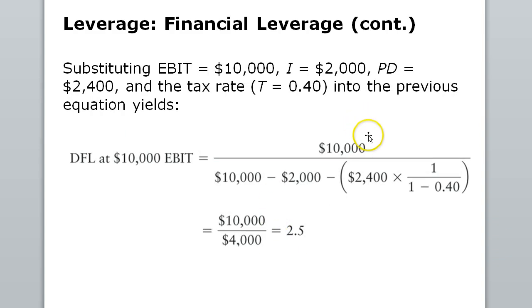Okay, so if we take that example, we know it's 10,000 EBIT. So we're going to divide 10,000 EBIT by EBIT minus the interest minus the converted preferred dividend after accounting for tax. So what we wind up with is 10,000 divided by 4,000, or leverage is 2.5. So there's two different ways of calculating financial leverage.